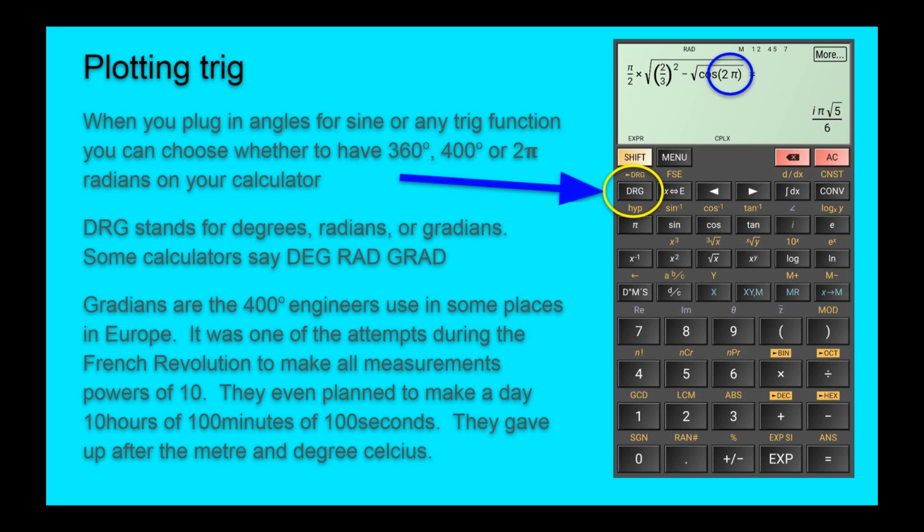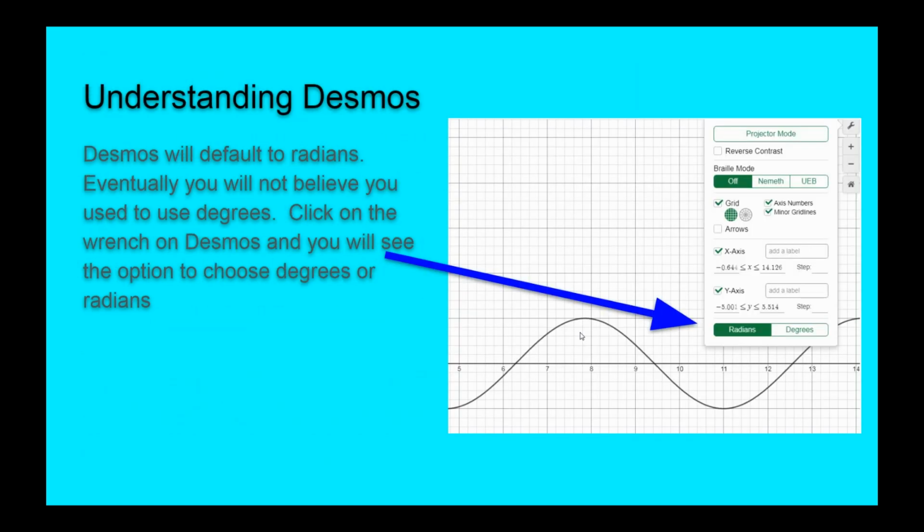And you will never use it unless you move to Belgium and become a road engineer. It was an attempt during the French Revolution to try to metricize everything. They even planned a day of 10 hours, 100 minutes, 100 seconds. And people are just like, no, leave it alone. So we've stuck with our Babylonian circle of 360 degrees. But you will find by first year university, you have totally given up degrees and you've moved into radians because it's the easiest way to work.